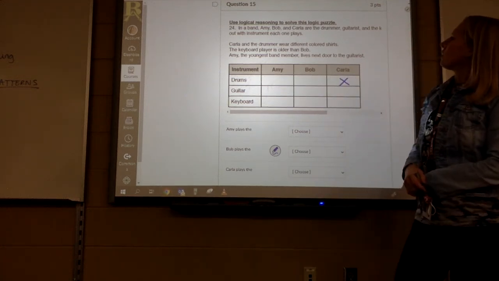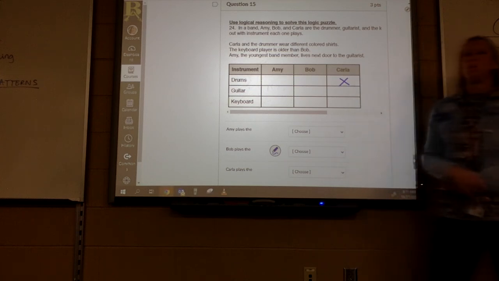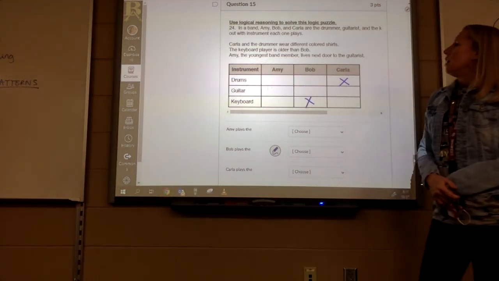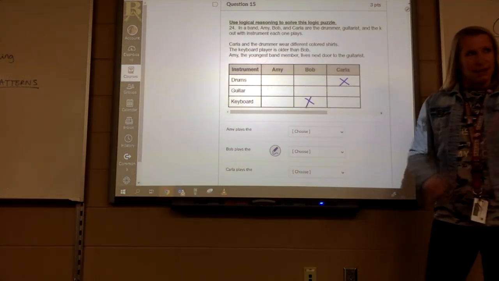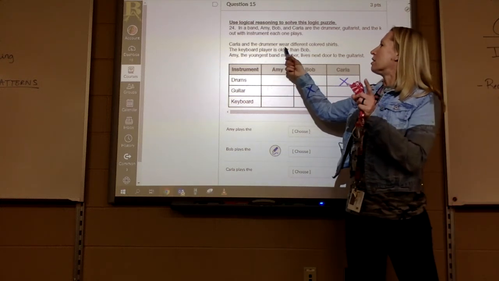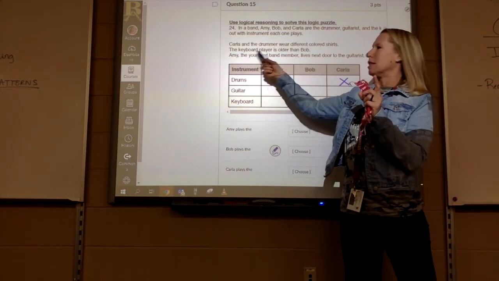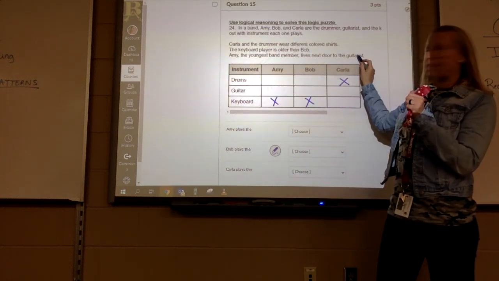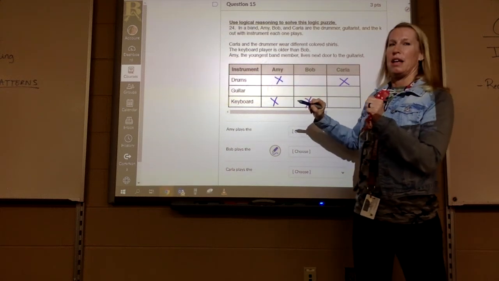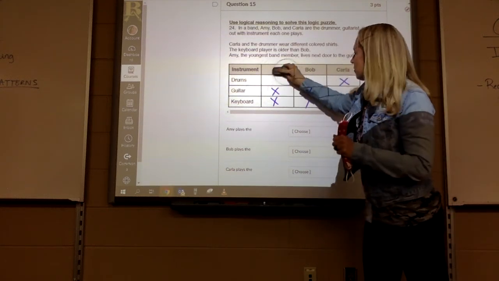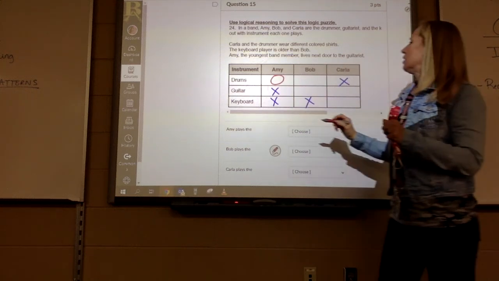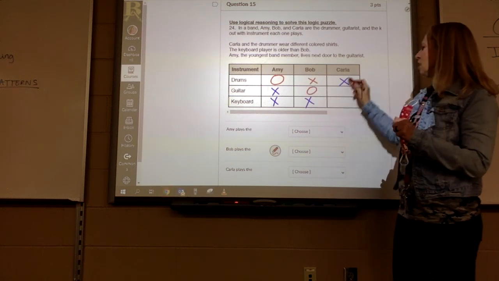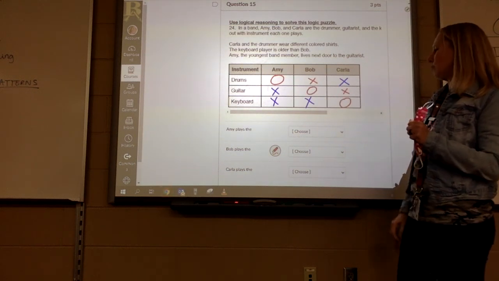The keyboard player is older than Bob. Can Bob be the keyboard player? No. Amy is the youngest band member. So if the keyboard player is older than Bob and Amy is the youngest, can Amy be the keyboard player? No, and she lives next door to the guitarist, so she's not the guitarist. So Amy plays the drums. That means Bob can't play the drums. So Bob has to play guitar, and then that means Carla plays the keyboard.